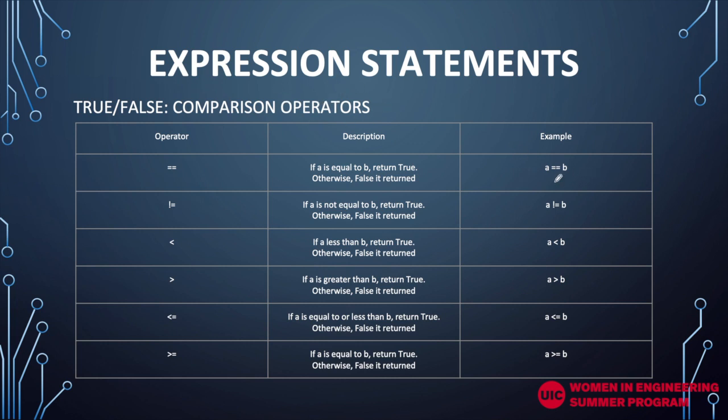All right, so how do we actually compare and write these statements? The answer is you can use comparison operators. For example, you could do if A is equal to B, return true, otherwise false is returned. If A is not equal to B, return true, otherwise false is returned. A is less than B, return true, otherwise false is returned. A is greater than B, return true, otherwise false. A is less than or equal to B, which returns true, otherwise false. Or A is greater than or equal to B, which returns true, otherwise false is returned.